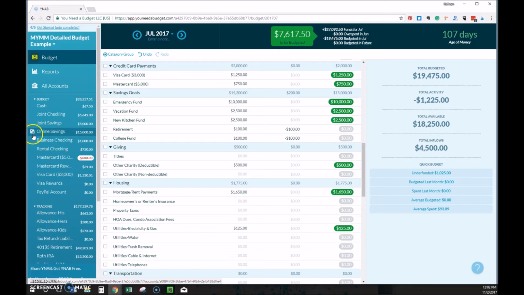If we look at this example, I've got my online savings account, which has $15,000 in it. I can look at my savings goals to the right of that in my budget, and I can see that that's made up of my emergency fund of $10,000. I've saved $2,500 for a vacation fund and $2,500 for a new kitchen fund. So that makes up that $15,000. And of course, the larger number of goals that you have, the more advantageous it is to track it this way in YNAB, rather than setting up a separate account for each and every item.